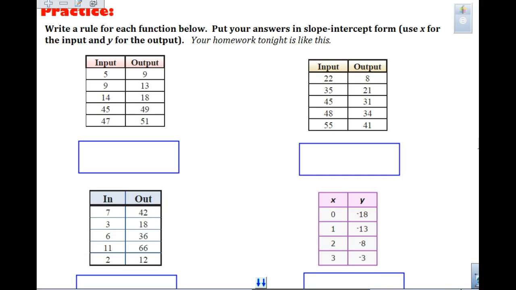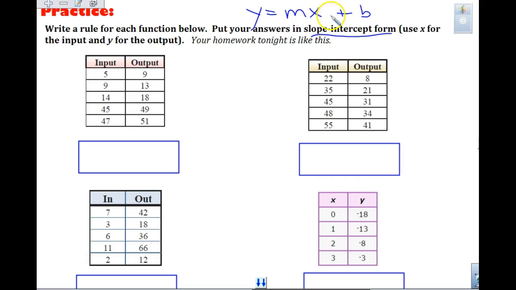So we have this last page of notes, and then your homework is, for most people it's gone really fast, and then they've gone to that page to open to Dreambox. So it says, write a rule for each function. Put your answer in slope-intercept form. Oh, that means I want my answer to be y equals mx plus b, if possible. Write that at the top.